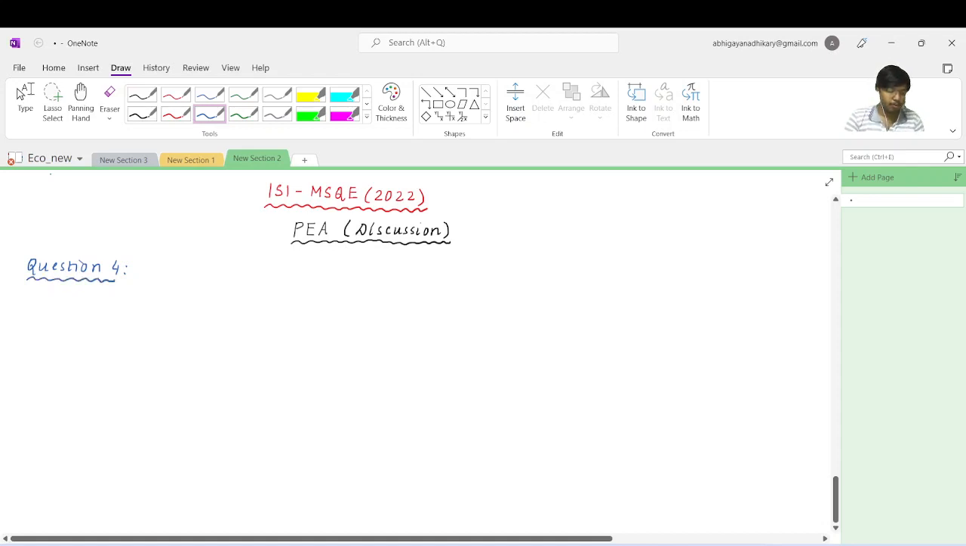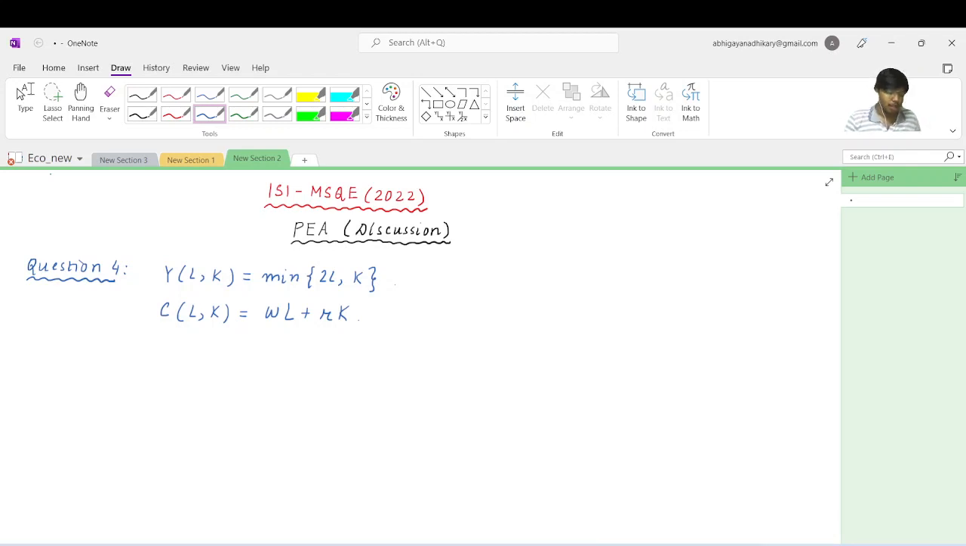So let us first have a look. This is a question on cost and production. The production function has been given to be a Leontief type, which is the minimum of 2L comma K, where L and K are the amounts of labor and capital, and the cost function, C of L comma K, has been given to be W times L plus R times K, the standard format. And L star and K star is the combination of labor and capital which minimizes the cost, subject to the constraint Y of L comma K greater than or equal to Y bar.